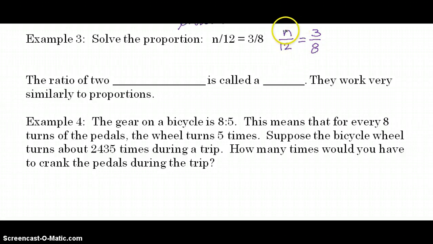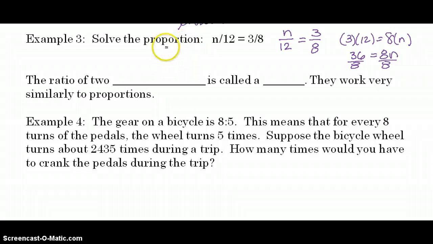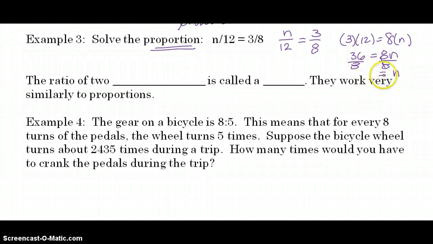So I will multiply 3 times 12. That should equal 8 times n. So 36 equals 8n. Divide by 8, and we find out that the solution to this proportion, what makes this a proportion, n equals 36 over 8. Now let's simplify that. 8 goes into 36 4 times, and that'll leave us with 4/8 left over, so it's 4 1/2.